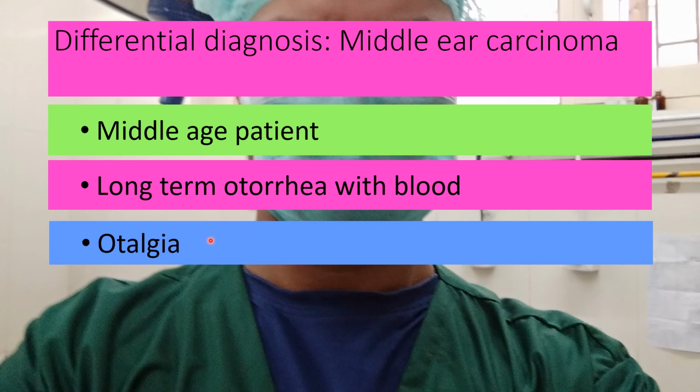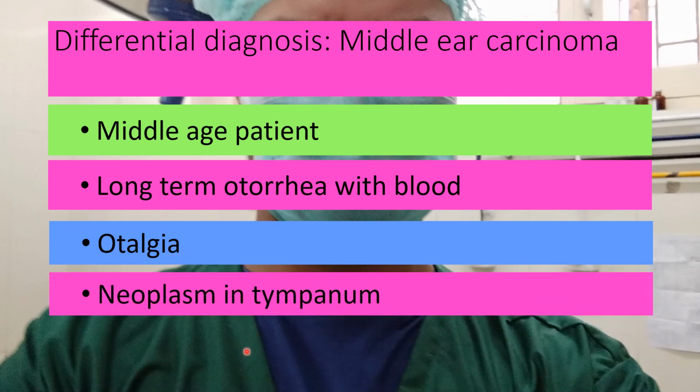Okay. Then otalgia, if there is pain. Usually cholesteatoma has no pain, but if there is pain, then this may be middle ear carcinoma. Neoplasm in tympanum: if the patient already had a tympanum neoplasm, it may invade the middle ear, and we may suspect cholesteatoma, but it may not be cholesteatoma. It may be middle ear carcinoma secondary to a neoplasm in tympanum, and it may appear just like a cholesteatoma lesion in the middle ear.